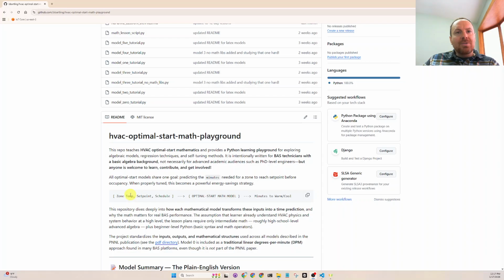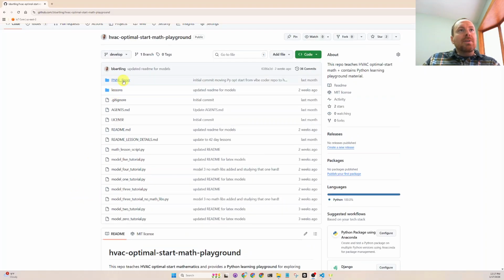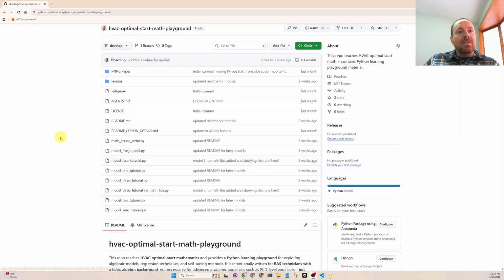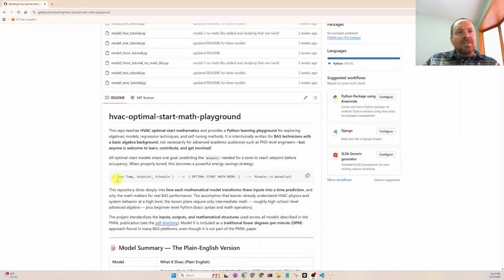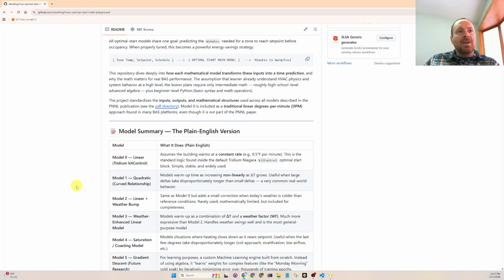If you're just joining us, we're studying the mathematics models that optimally start HVAC systems defined in research. So here's the paper. The PNNL paper is the research paper that we're going off of, doing everything in Python. The basics of this is we're feeding in HVAC data to these math models, and then our ultimate output is minutes required to warm up or cool the zone down before the building starts up.